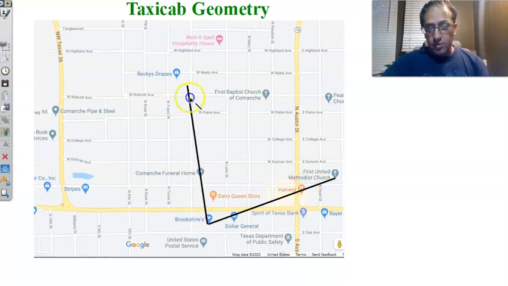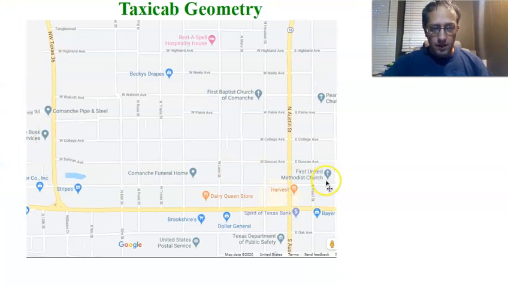Or if I then want to go from Brookshire's to Becky's Drapes right there, that's going to kind of take off everybody as I plow through the funeral home. That's no good because there are rules that have to be followed. You have to follow the road, right? And in taxicab geometry, which is very useful for real life because you have to follow the rules, these are rules that have to always be followed, it's an axiomatic system.